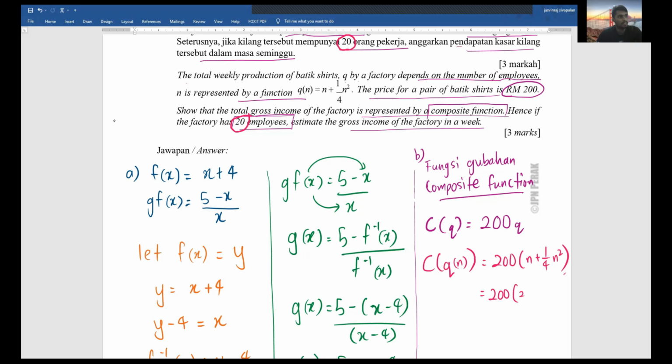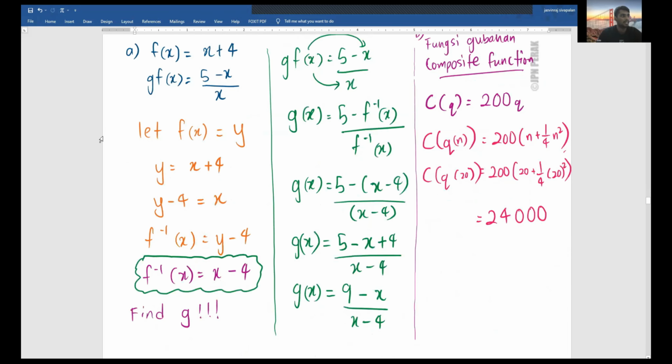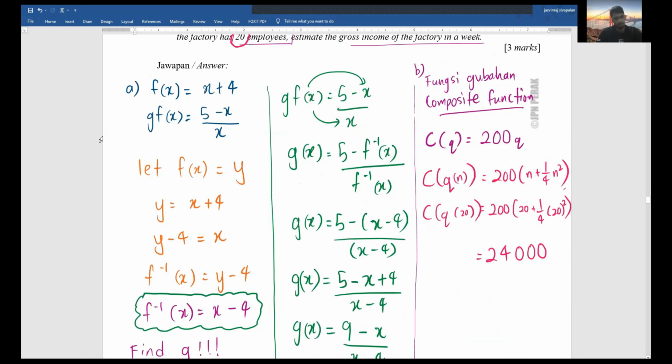We just replace N with, sorry, we just replace it with 20. Right? So we will get an answer which is equal to 24,000. Okay? 24,000.